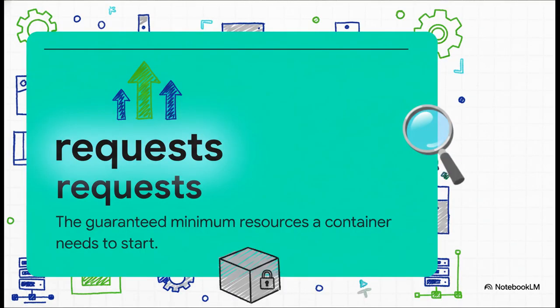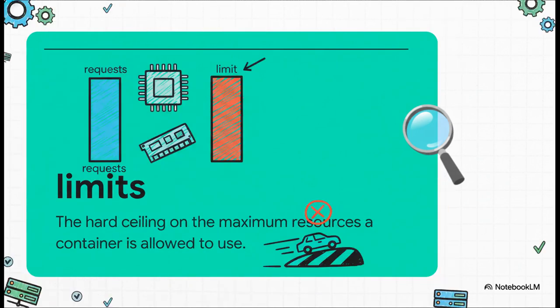Think of requests like a reservation. It's the guaranteed minimum your container needs to run. Then you have limits. This is the absolute hard ceiling. Your app can't go over this, period.